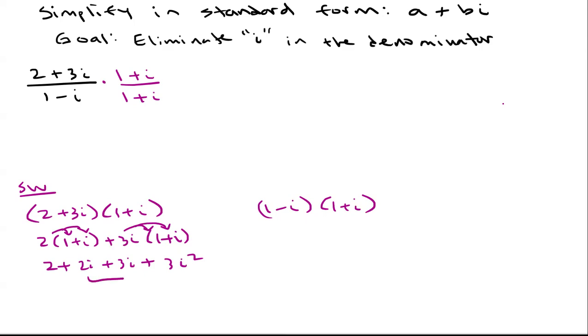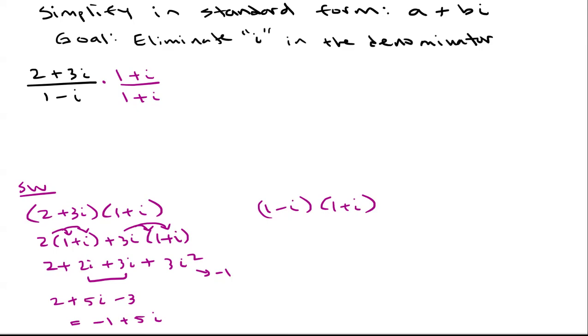So that's going to give me, I get to combine these together. So it gives me 2 plus 5i. And again, i squared is -1. All right, so that's 3 times -1 will give us a -3. Okay, so then that gives us a -1 plus 5i. All right, so that's what we get for the top. Now here for the bottom, we have 1 minus i times 1 plus i.